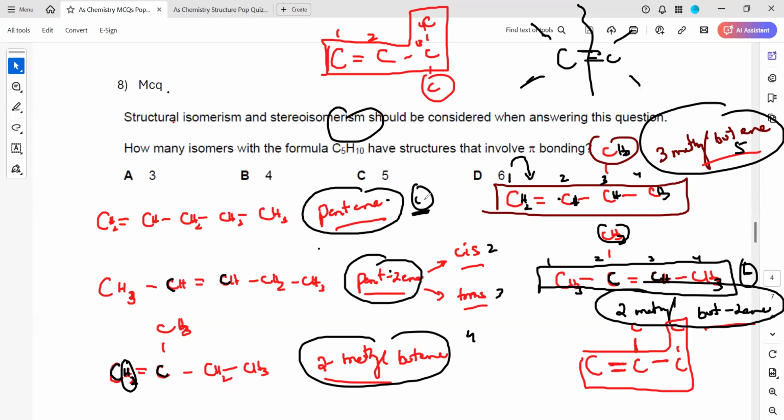So how many isomers are possible? 1, 2, 3, 4, 5, and 6 possibilities are there. That's why D will be the right answer. Don't count pentoene separately and then cis and trans. Not like that. Is it clear?